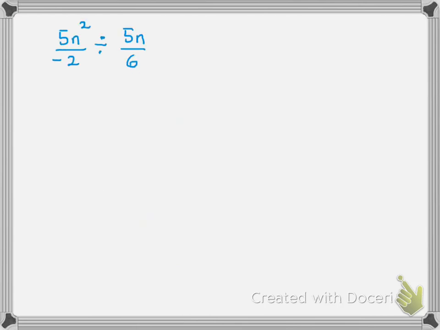What about division of rational expressions? I illustrate with examples as well. Here you have 5n squared over negative 2, divided by 5n over 6. Again, like you would do with real numbers, you have to rewrite the expression and change the division sign to a multiplication and multiply by the reciprocal of the divisor. Your divisor here is 5n over 6. The reciprocal is 6 divided by 5n.